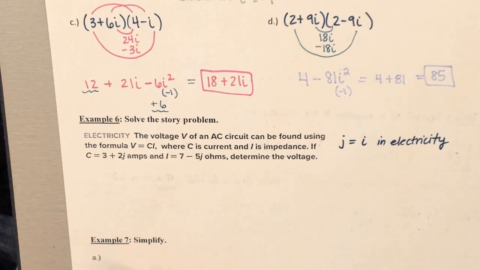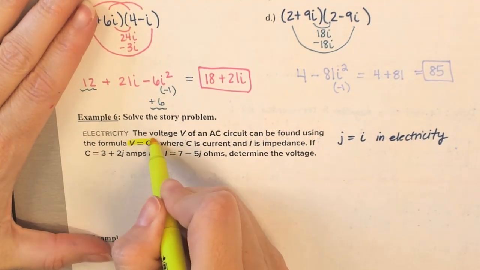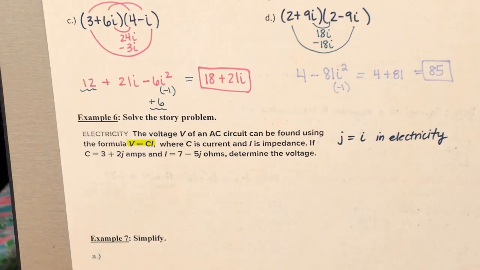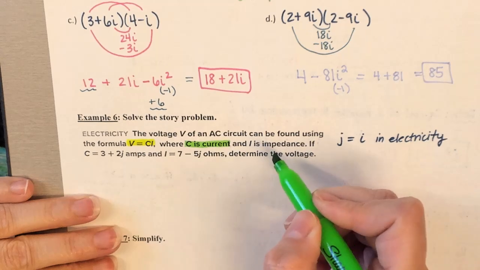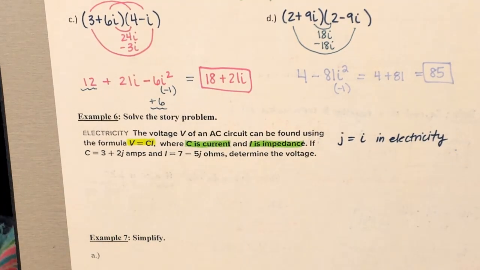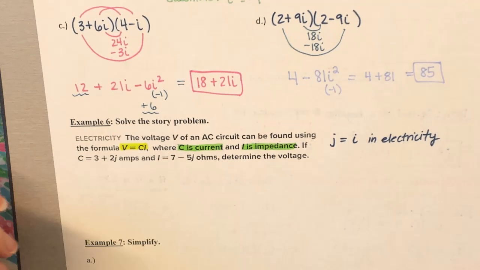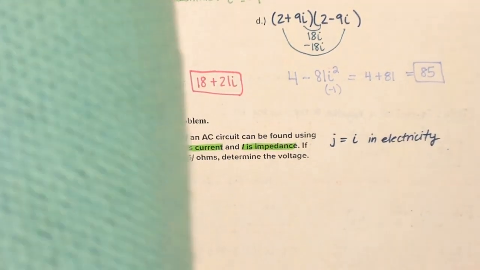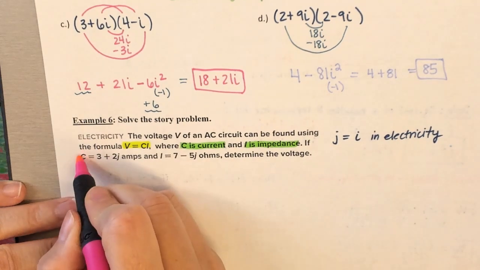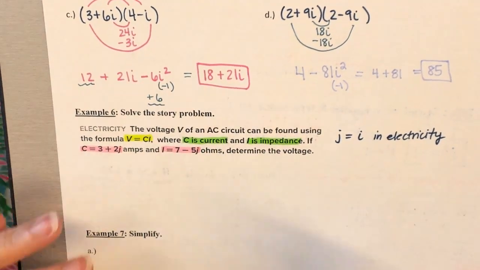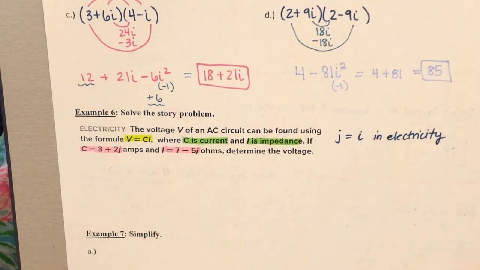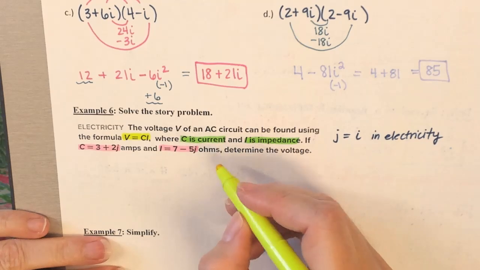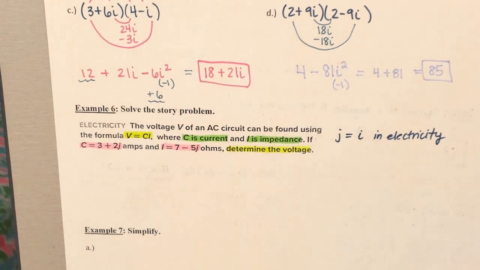Okay, so it says the voltage V of an AC circuit can be found using the formula V equals CI. They tell you C is the current, I is the impedance, and then they give you values for each one. So if C is 3 plus 2J, and if I is 7 minus 5J, this is in amps, this is in ohms, then you need to determine the voltage. So we're going to be determining the value of V.